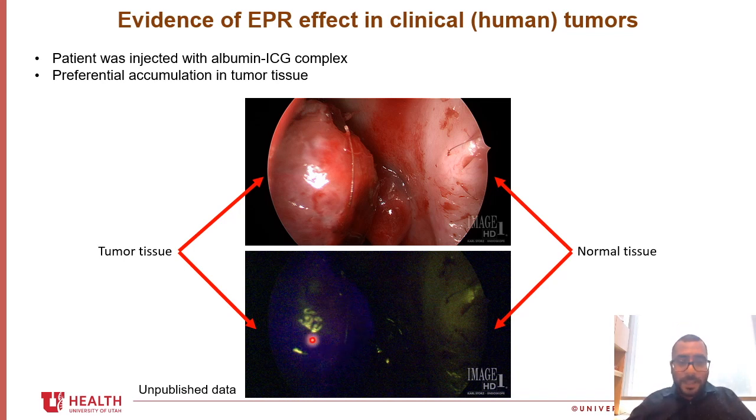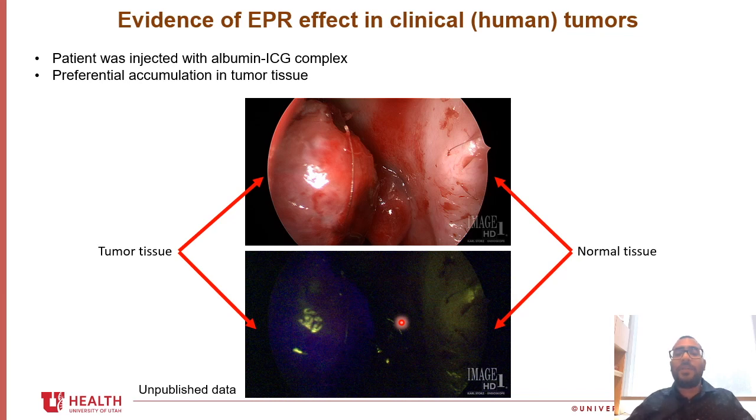So as you can see, when the robot was turned on and ICG was delivered in this particular patient, it read the fluorescence only in the tumor tissue, which you can see in the form of this purple color, whereas in the normal tissue there was no ICG accumulated.